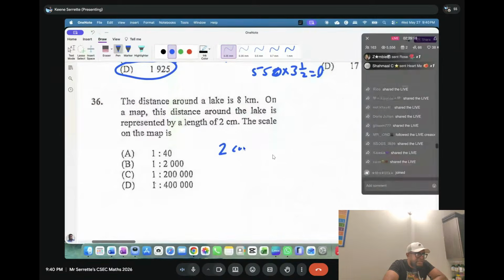The most important thing here is 1 kilometer is equal to how many centimeters?